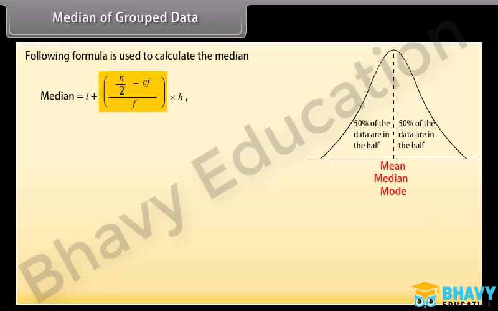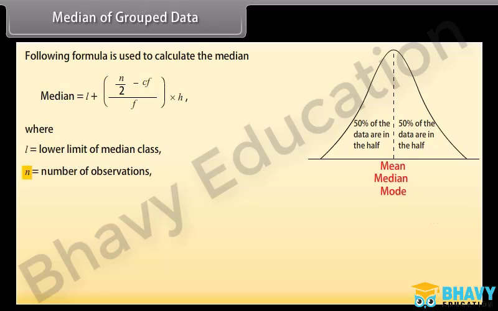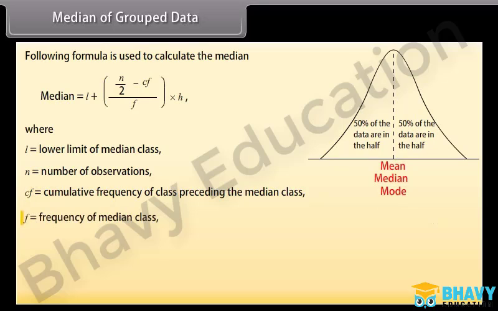L plus ((n by 2 minus CF) divided by F) multiplied by H, where L is equal to lower limit of median class, n equals number of observations, CF equals cumulative frequency of class preceding the median class, F equals frequency of median class, H equals class size, assuming class size to be equal.